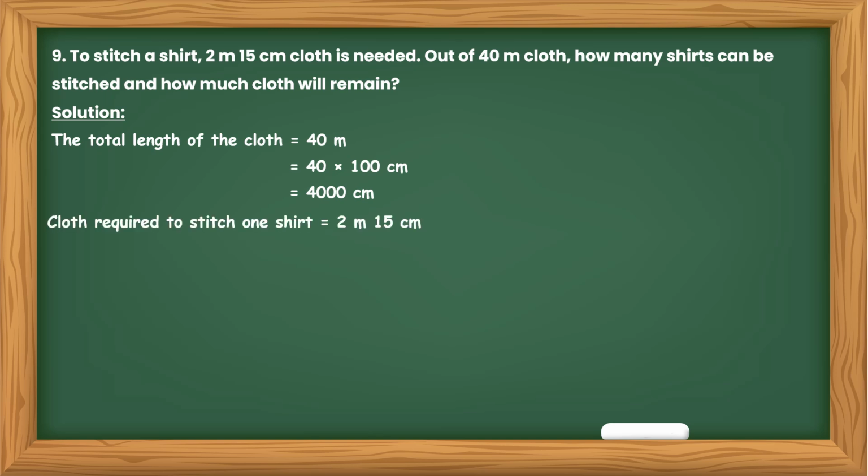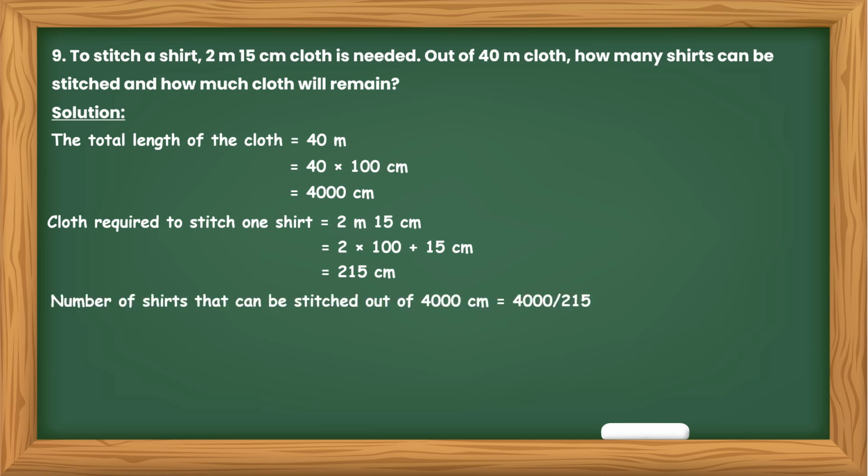Cloth required to stitch one shirt is 2 meter 15 centimeter. Again this 2 meter we'll have to convert into centimeter. So 2 into 100 will give us 200 centimeter plus the remaining 15 centimeter. So it is 215 centimeter of cloth which is required to stitch one shirt. Okay. So now, what is the total given to us?